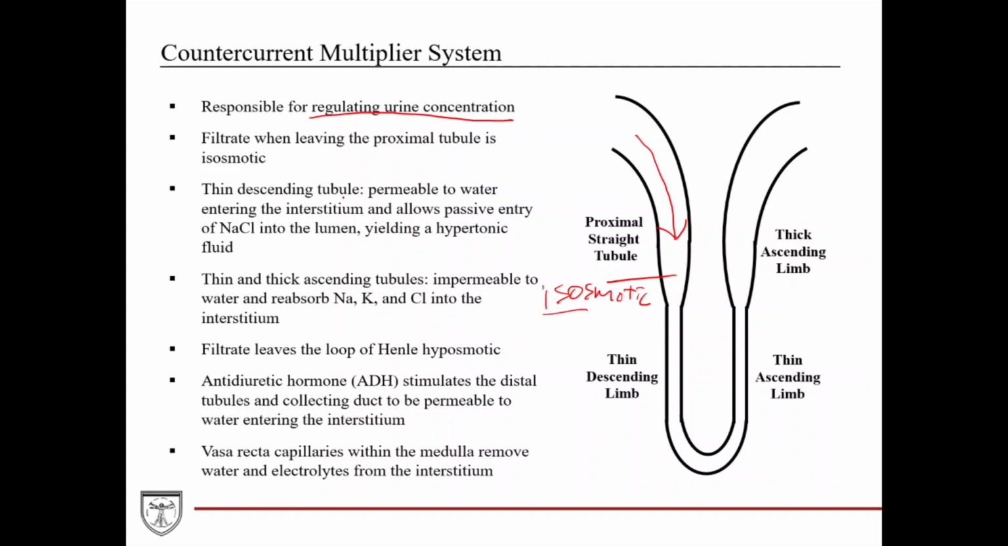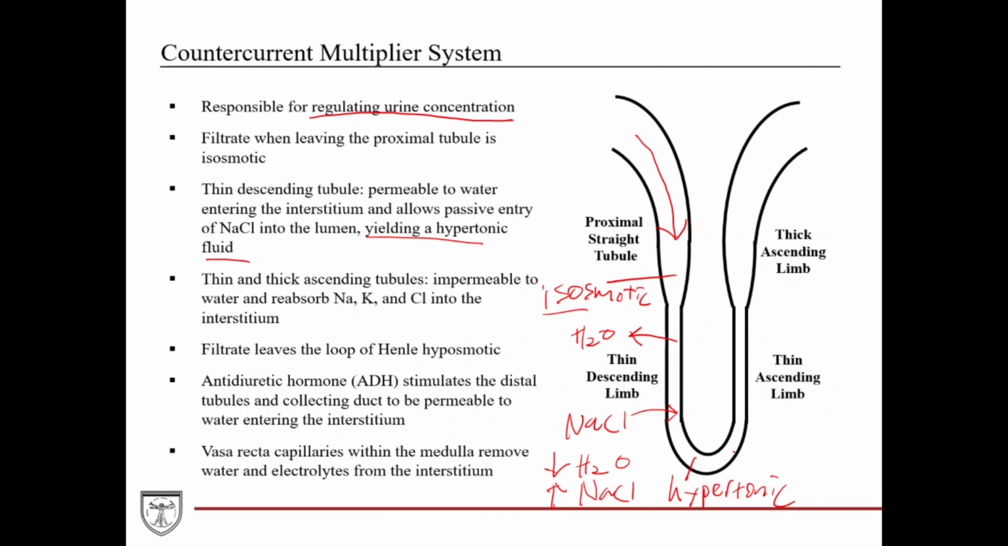However, the thin descending tubule is permeable to water. So water can leave and enter the interstitium. And then also, sodium chloride can passively be absorbed back into the lumen from the interstitium. So when you remove water, what do you do to the concentration? Well, you further concentrate it. You make it hypertonic because you're removing water and increasing the concentration of those solutes. When you add solute in, such as sodium chloride, you also concentrate it because you're adding more solute in. So at this point, you've created a hypertonic filtrate.